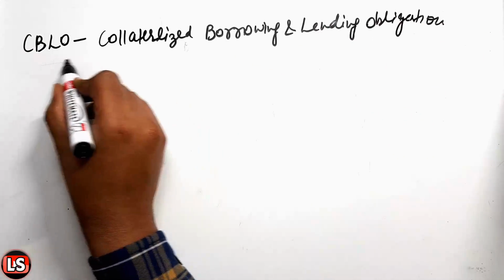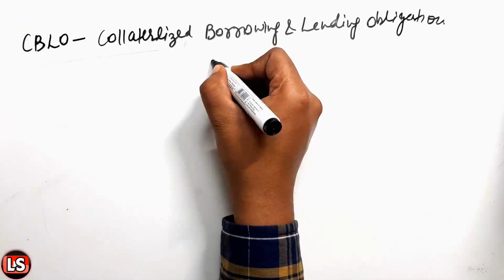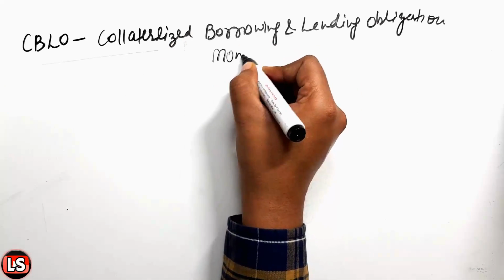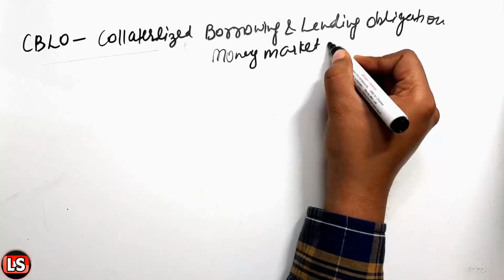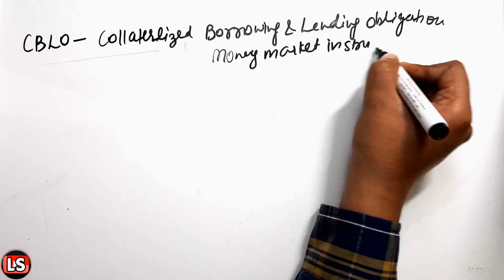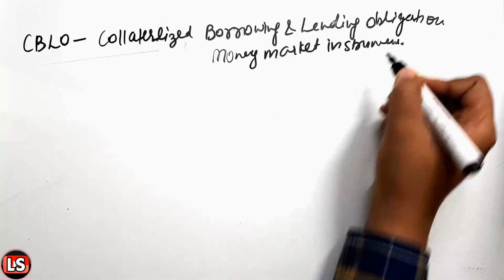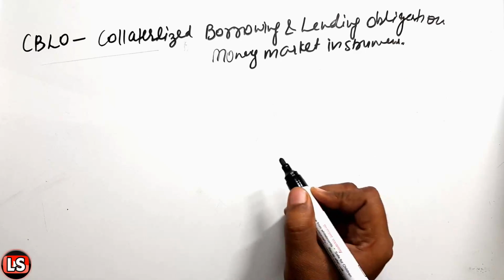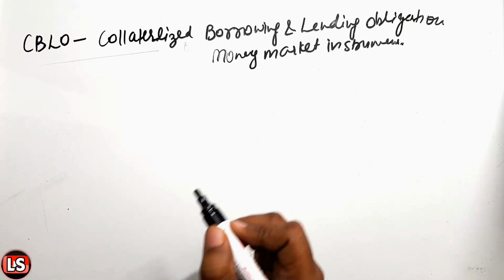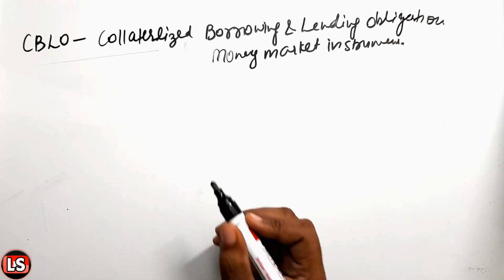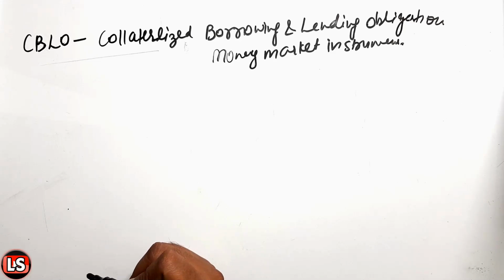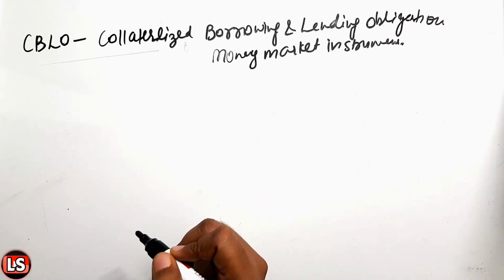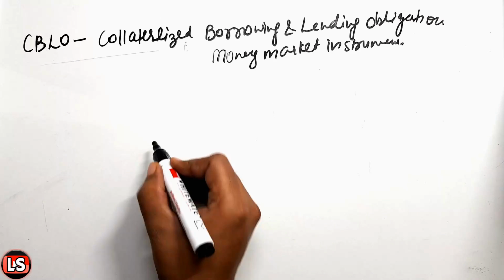So basically, what is CBLO? CBLO is a money market instrument. This is a money market instrument which is used to lend money by the institutes which have surplus funds, and used to borrow money by the institutes which have surplus securities.